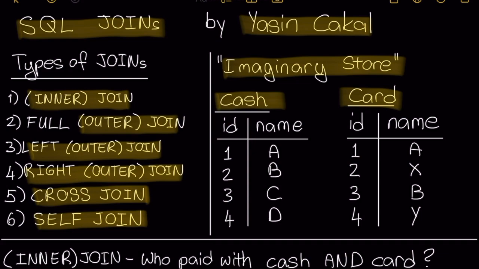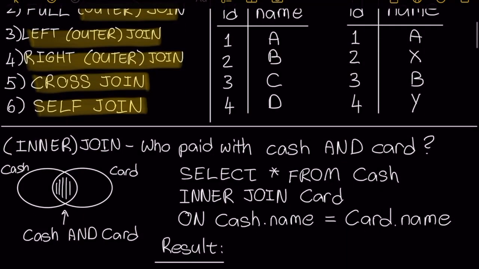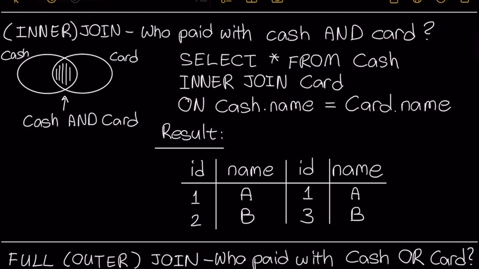For the cash table, we have IDs 1, 2, 3, and 4 corresponding to names A, B, C, and D. For the card table, we have different IDs 1, 2, 3, and 4 that correspond to A, X, B, and Y. If you look at the unique names, we actually only have 6 different names. Keep that in mind as we move forward.